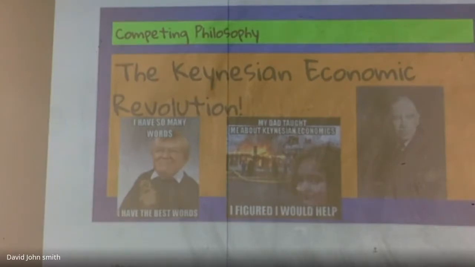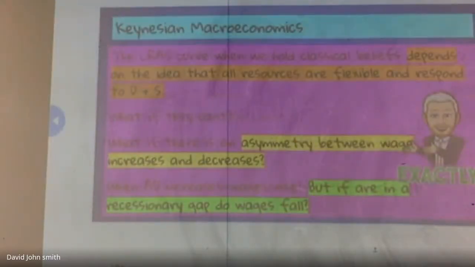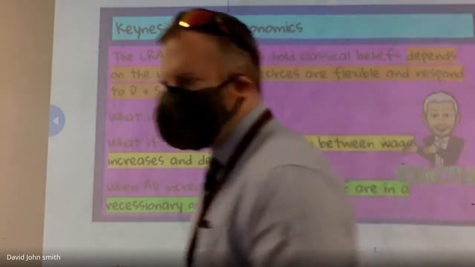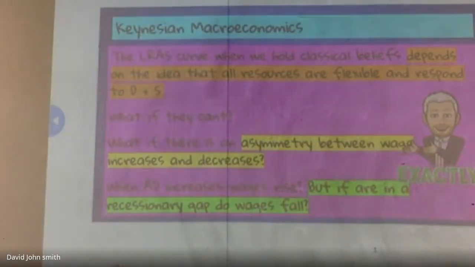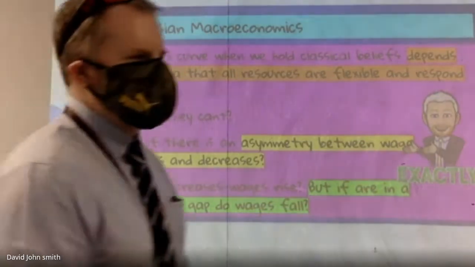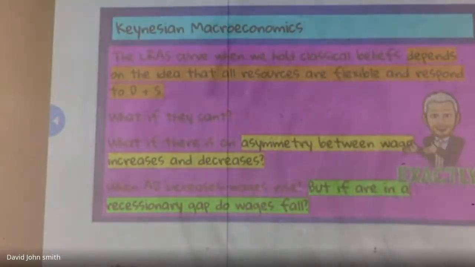So what does it mean? All right. What if all resources aren't flexible in the long run? What on earth made us make that assumption that they were? When AD increases, wages will rise, but in a recession, do they actually fall?